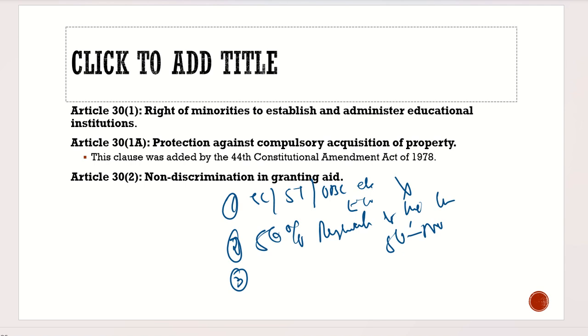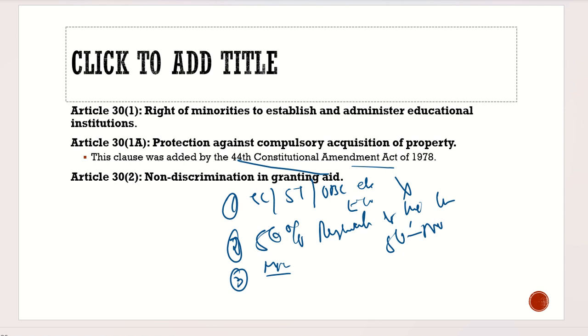This clause was added by the 44th Constitutional Amendment Act of 1978. And what is added here is that if there is a minority institute and the state would want to take the property of this minority institute, what will the state have to do? They will have to give the compensation.